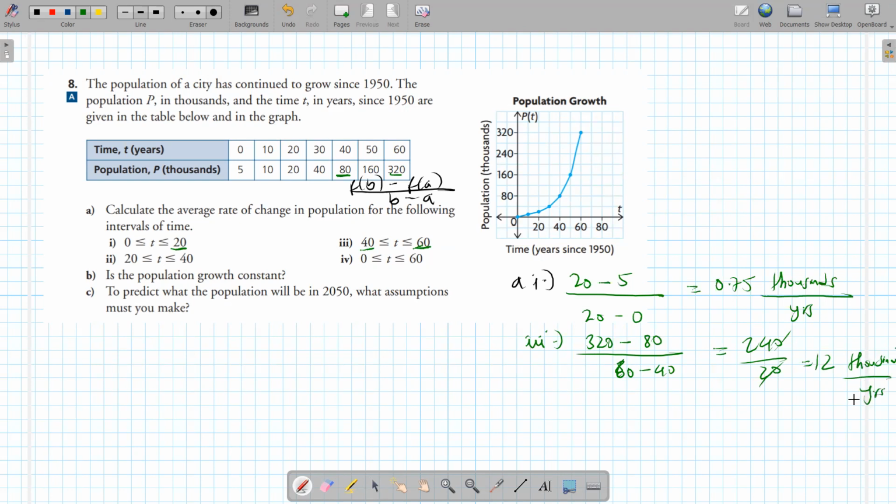So that's how you do part A. As you can see, the population growth, this is the rate of change of population over time, or the slope of population over time. It's getting bigger and bigger, right? Is the population growth constant? No, it's not. It was pretty low initially, and as time went on, it became more and more and more.